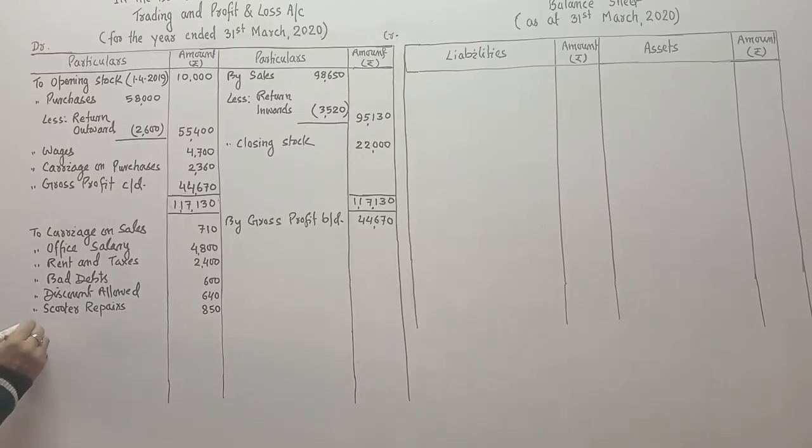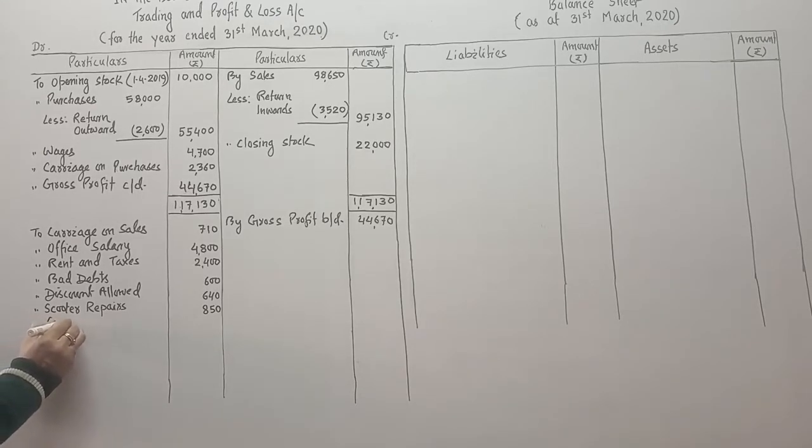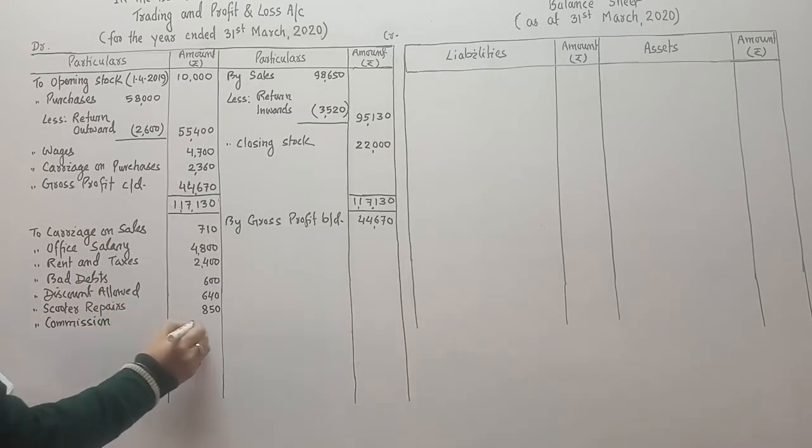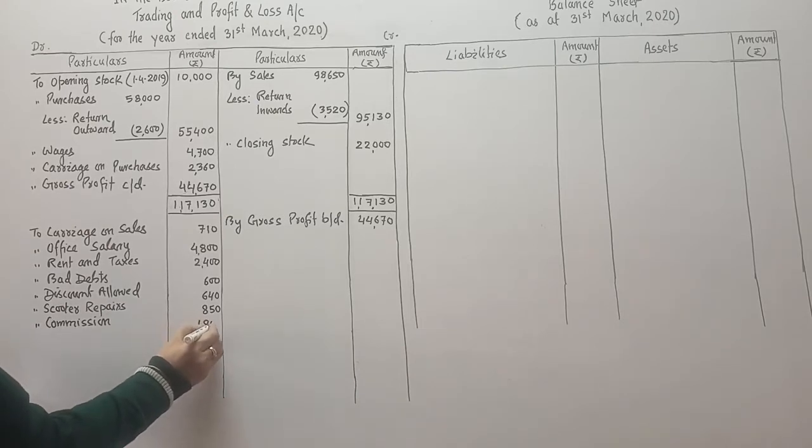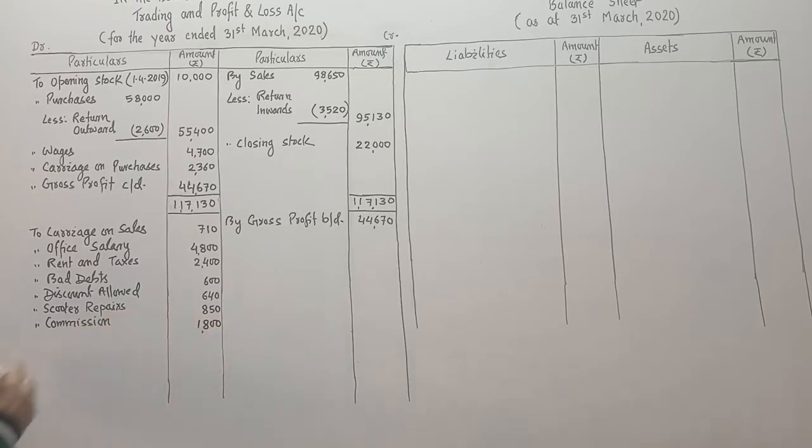Next you see commission. Commission, if it is on the debit side, means commission paid. It's a selling and distribution expense. Commission we pay at the time of selling, so it comes under the selling and distribution expenses.